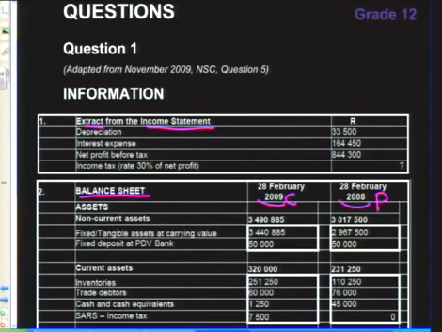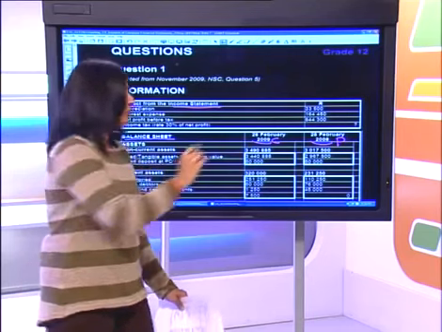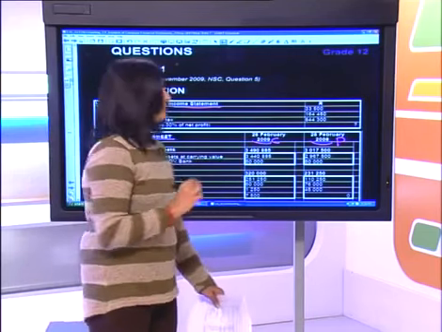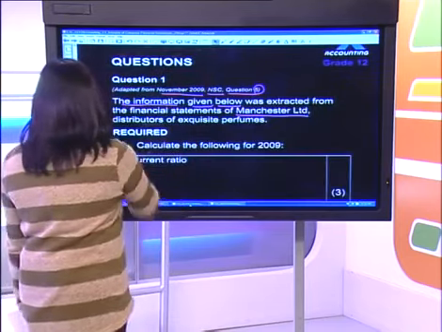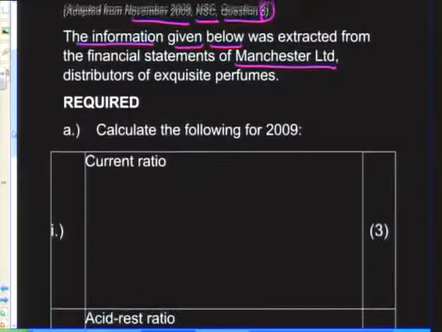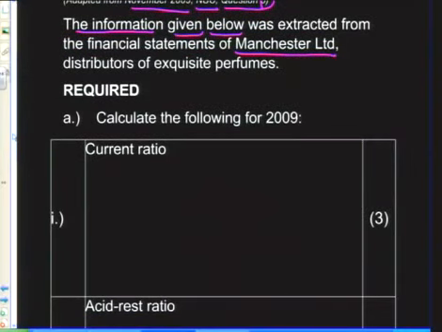2008 would be my previous year. Absolutely important that you don't mix the two. Right, let's now look at our questions, and we'll obviously come back to that information. The first question wants me to calculate the following for 2009. So in other words, for the current year. Very important that you read the question, you could read the entire question.